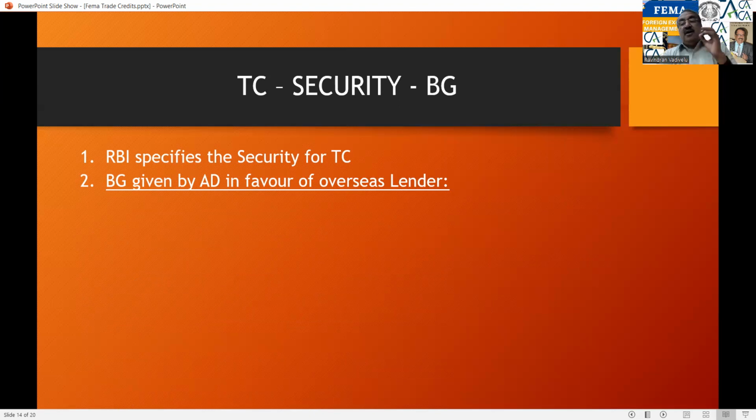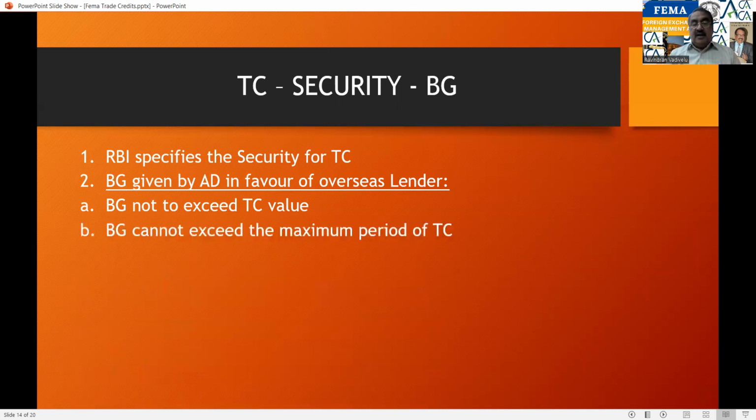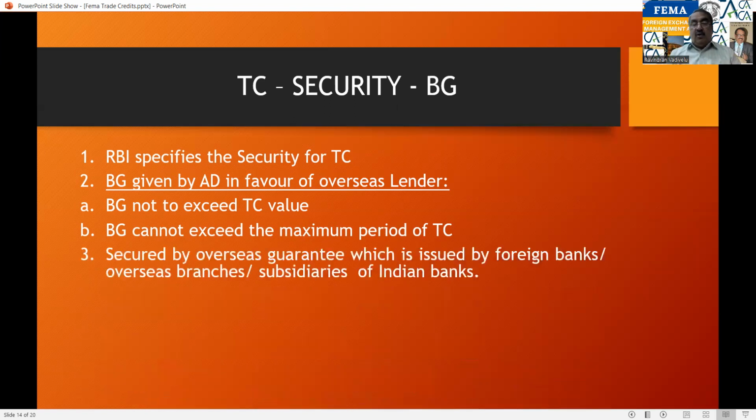That means only the authorized dealer is entitled to give the security towards the overseas lender in the form of a bank guarantee, but that bank guarantee value should not exceed the trade credit. Suppose the trade credit is say $20 lakh, then the bank guarantee should not exceed $20 lakh. The bank guarantee also should not go beyond the maximum period of repayment for trade. What is that? For capital goods it is 3 years, and for non-capital goods it is 1 year. So the bank guarantee should be within that period, and it should be secured by overseas guarantee.